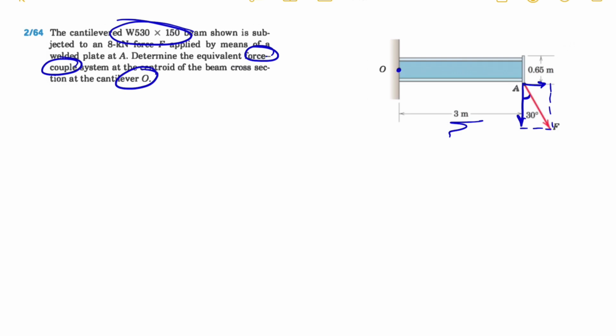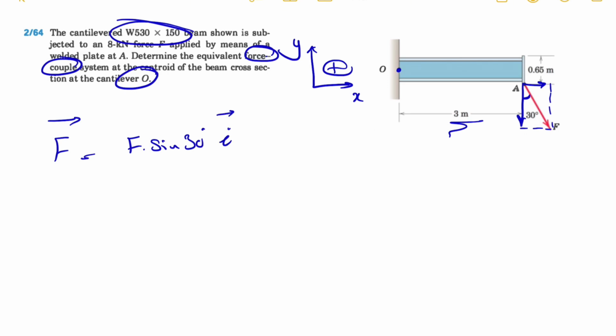This angle right here is 30 degrees, so for our F, if we call our X and Y in this direction, the X component of the force F will be along the x-axis, and it will be positive since it's to the right. So we have a positive sign, F times sine of 30 degrees. That's going to give us the X or I component. The Y component is downward, meaning we have a negative sign, and F cosine of 30 degrees would be our Y component, or our J.